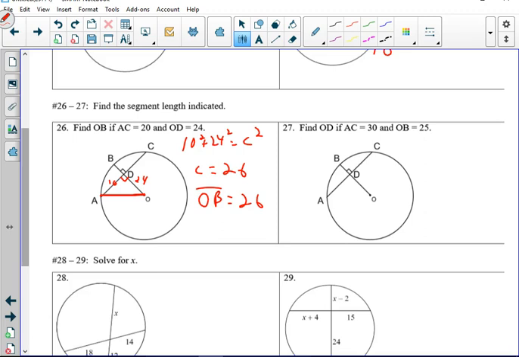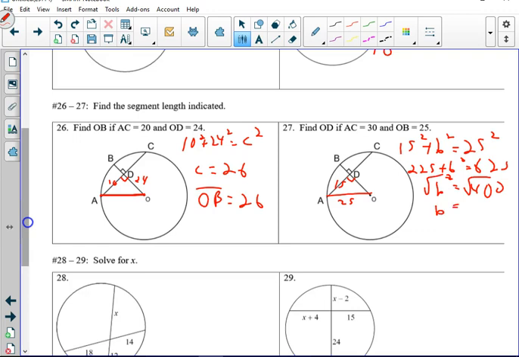Right, AC is 30, which makes this 15. OB is 25, which means this is 25. Right angle, 15 squared plus B squared this time equals 25 squared. So 225 plus B squared equals 625. B squared equals 400. Square root of both sides, and B equals 20. Therefore, OD is 20.